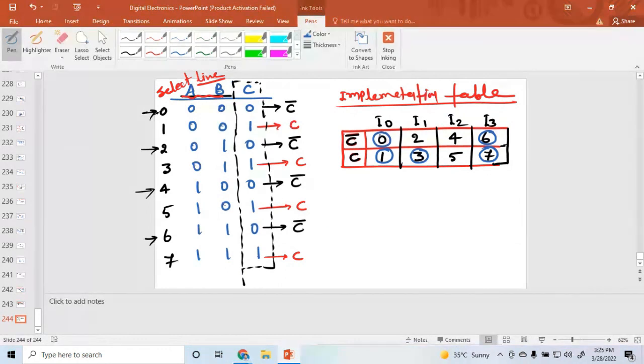Here, when both are circled, you write 1. When only one is circled, you write C. When both are not circled, you write 0. And when both are circled, the value is 1.